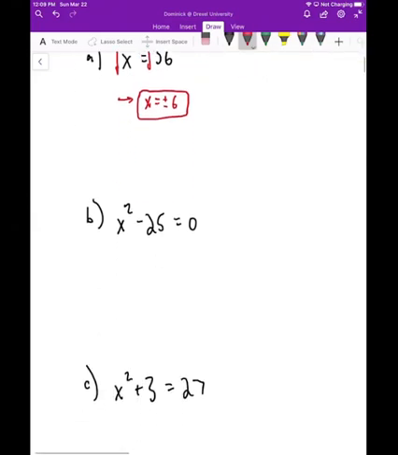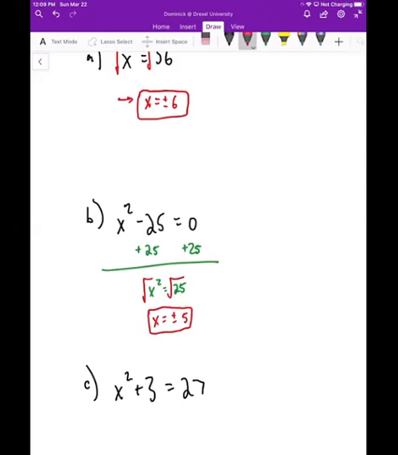In part B, we have x squared minus 25 is equal to 0. Now, this isn't quite in the form that we need. We need x squared is equal to a number. So here we would, of course, need to add 25 to both sides first. But then we have that x squared is equal to 25, and now we can square root both sides just like we did before. And then we get that x is plus or minus, in this case, we want 5. So x is equal to plus or minus 5 in this case.